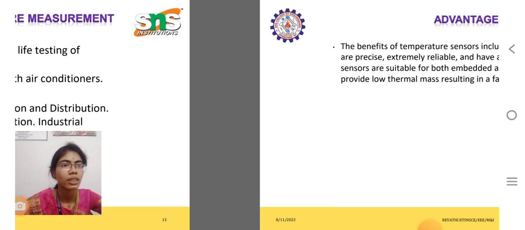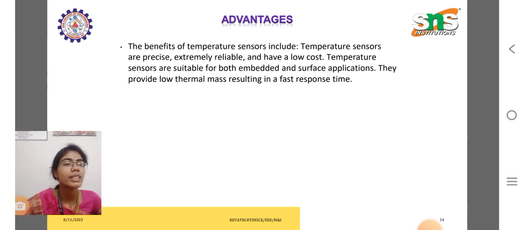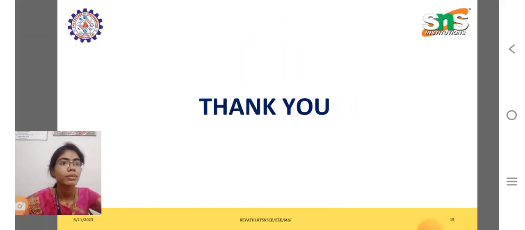Some advantages of temperature measurement: the benefits of temperature sensors include that they are precise, extremely reliable and have a low cost. Temperature sensors are suitable for both embedded and surface applications. They provide low thermal mass, resulting in a fast response time.